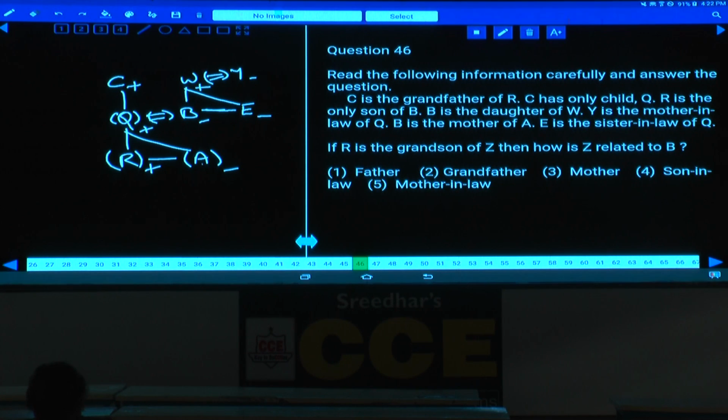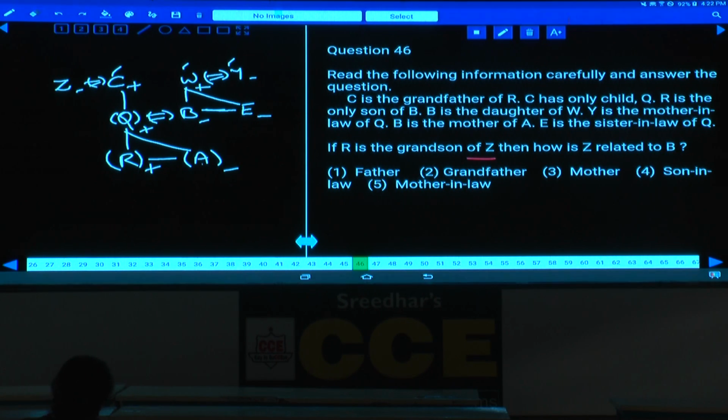Then question number 46, if R is the grandson of Z, R is the grandson of whom? Z. As of now, R is the grandson of C, R is the grandson of W, and R is the grandson of Y, isn't it? Now these three persons are the grandparents to this R. And similarly, R is the grandson of Z as well, and the only person left over is C and Z must be married to each other.